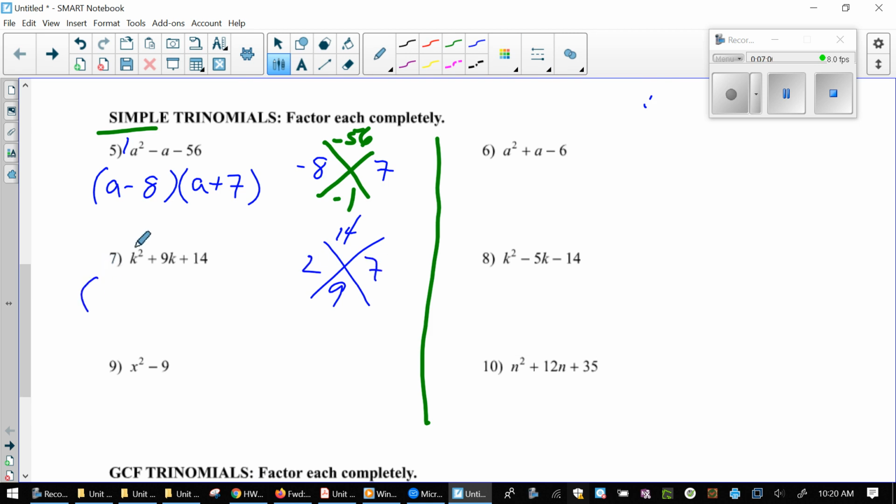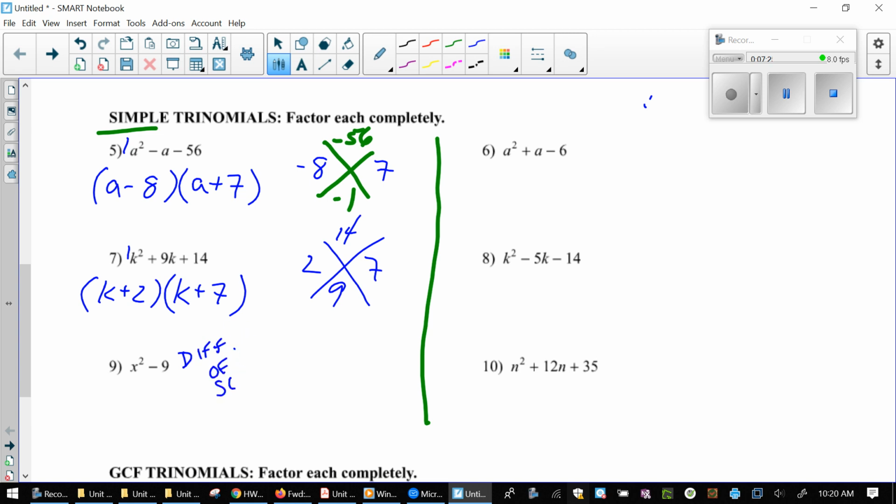So again, since this coefficient is a 1 in front of that k squared, we know that's got to be a k, and that's got to be a k. So I'm going to go k plus 2 and k plus 7, and boom, we're done again. Now, check this one out. You guys might be noticing that one looks a little different. Okay, that's called our difference of squares pattern.